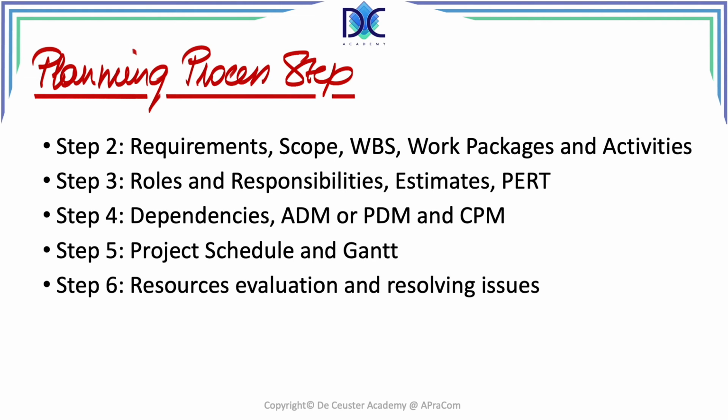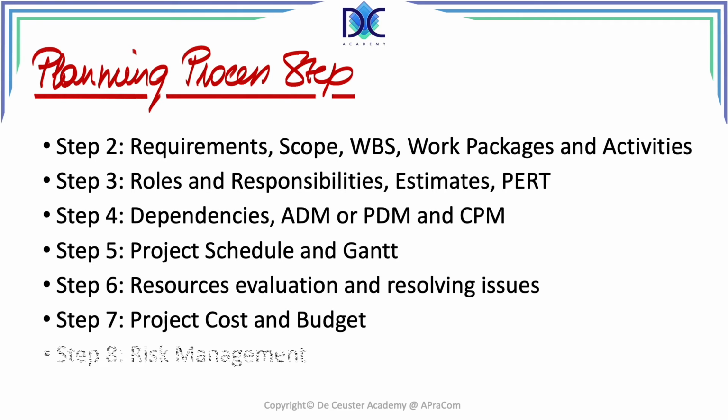Step 6 is about resources evaluation and resolving issues. Here we're going to add the resources to the project and we are going to resolve issues that relate to the utilization of resources. We have to see that the resources are available and that they are not overutilized. Step 7 is about the project cost and the budget. And step 8, the last step in the planning process step, is risk management. And basically, we will stop with this first course at step 8, where we finish the project management plan. Later in the next course, we will look deeper into certain topics.